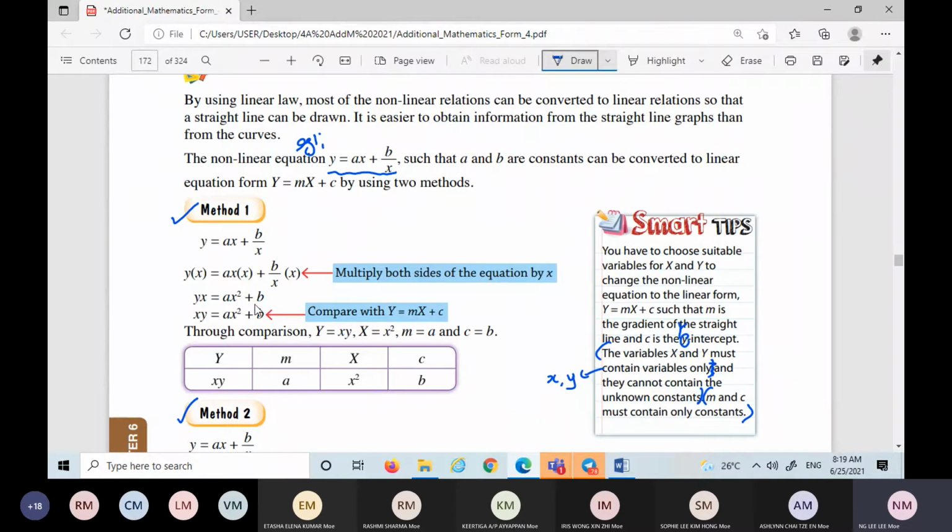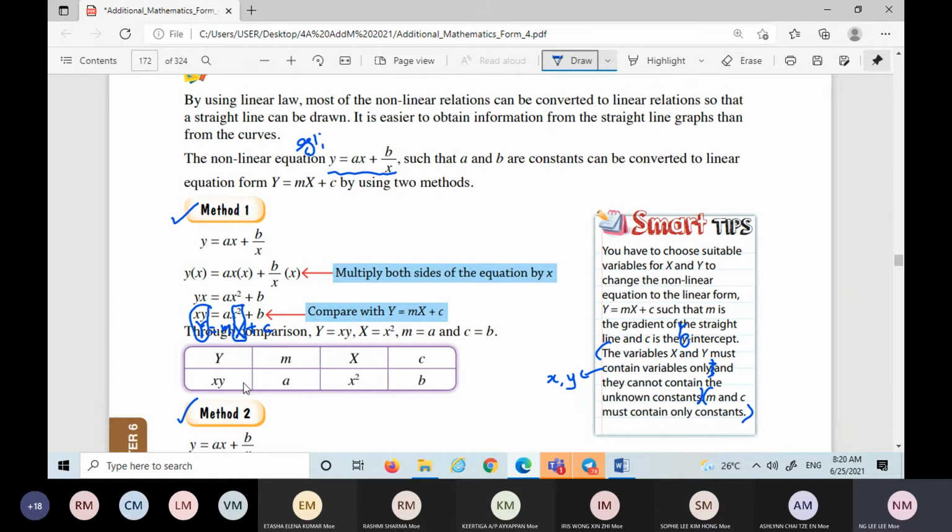Now I see again whether it matches my Y equals MX plus C. I write Y equals MX plus C. Check whether it fulfills this condition or not. Capital letter Y has no constant A and B. Capital letter X also has no constant A and B. Gradient M, no XY. C, the y-intercept, no XY also. I have fulfilled these conditions.